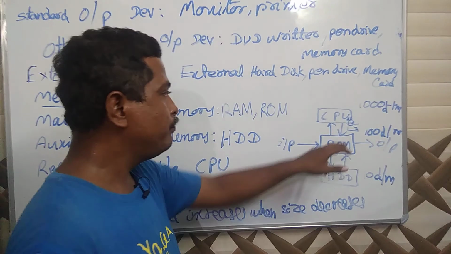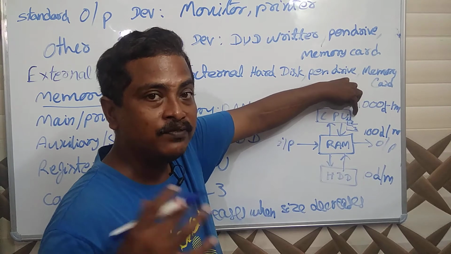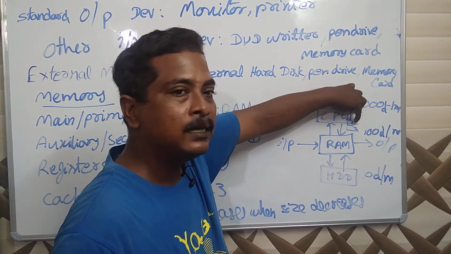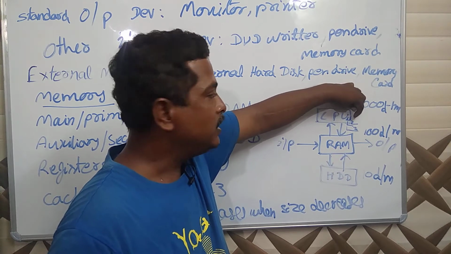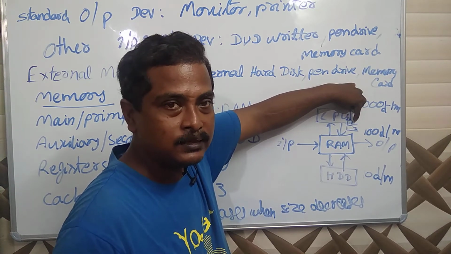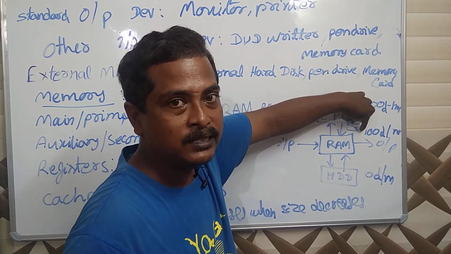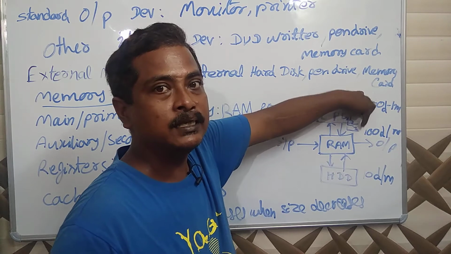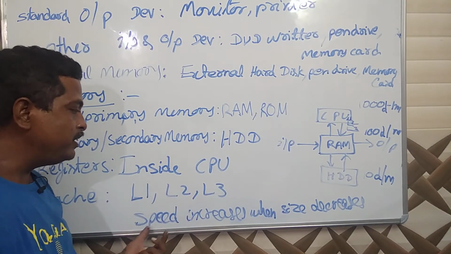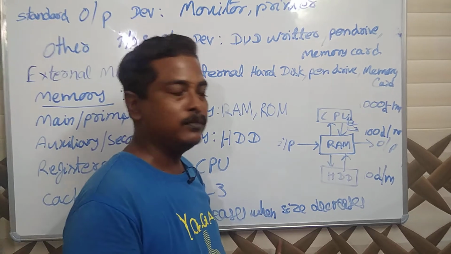Now if you compare L1, L2, L3, L1 is small in size, so it is very fast like memory registers. L2 is quite larger than L1, so obviously the speed decreases. L3 is larger than L2, so L3 speed is somewhat less than L2. That is the basic term you remember: speed increases when size decreases. This is the concept of memory.